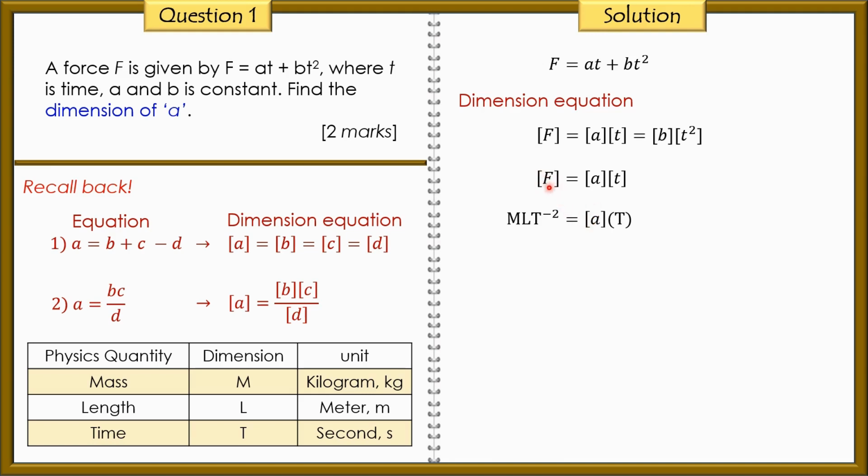We know the dimension of F, which is force, is MLT minus 2. The dimension of T, which is time, is capital T. So you can calculate the dimension of A. It is equal to MLT minus 3.